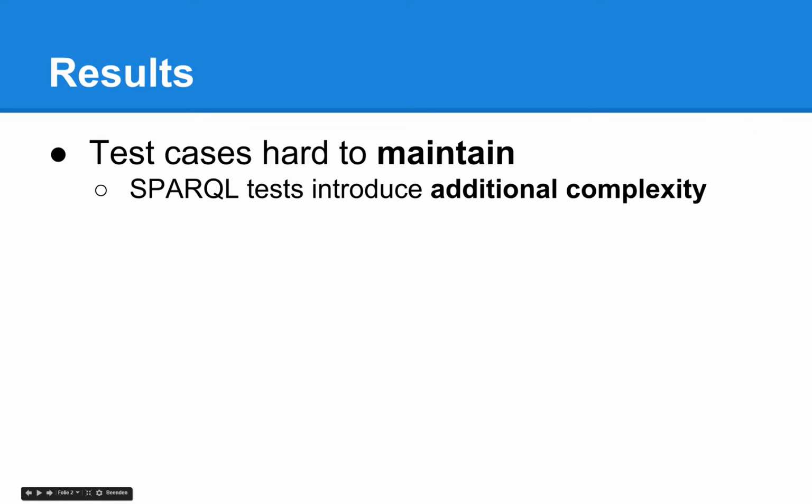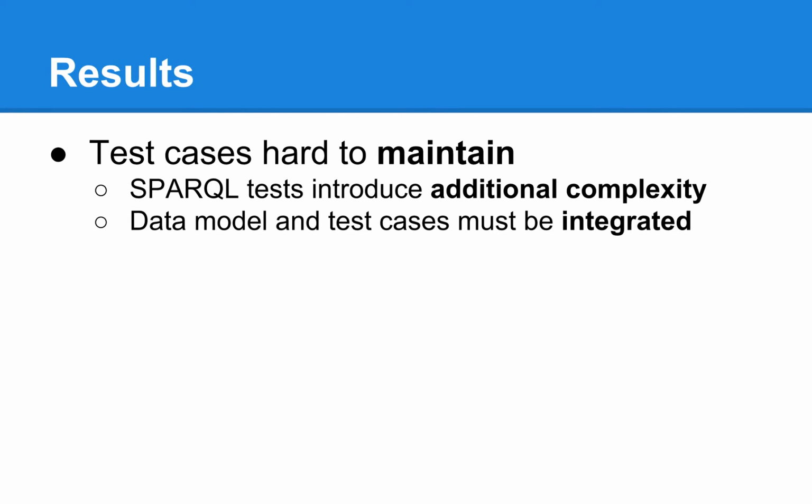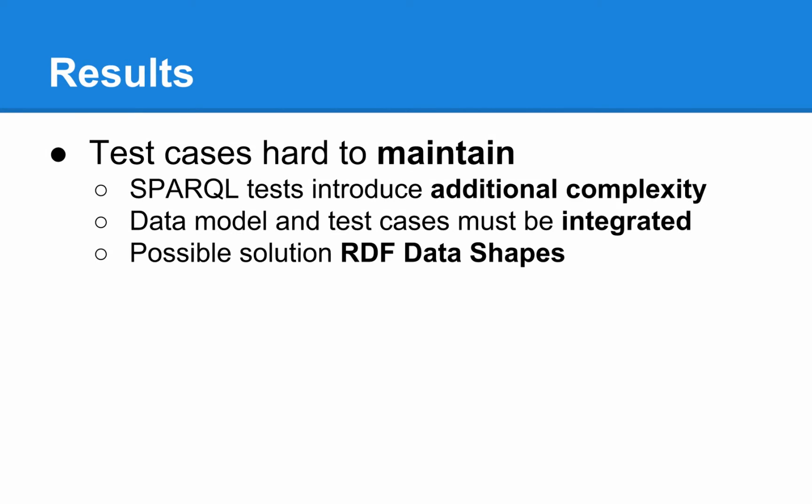We found that the specification of data consistency constraints using SPARQL separated from application logic implementation adds an additional layer of complexity to our product. Data constraints must therefore be integrated with a central application data model that drives access to the underlying data store and generation of user interfaces. The currently very active W3C working group for RDF data shapes provides a promising approach for tackling this problem.